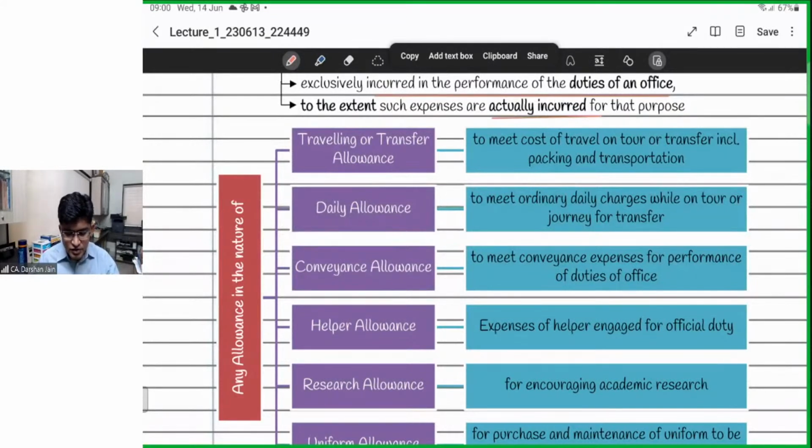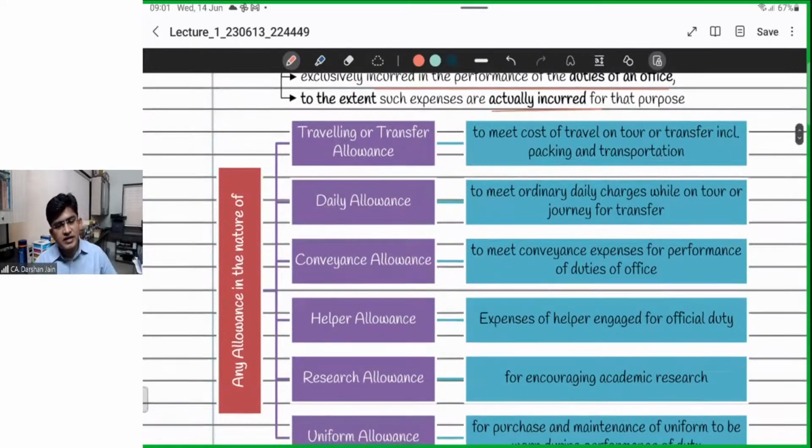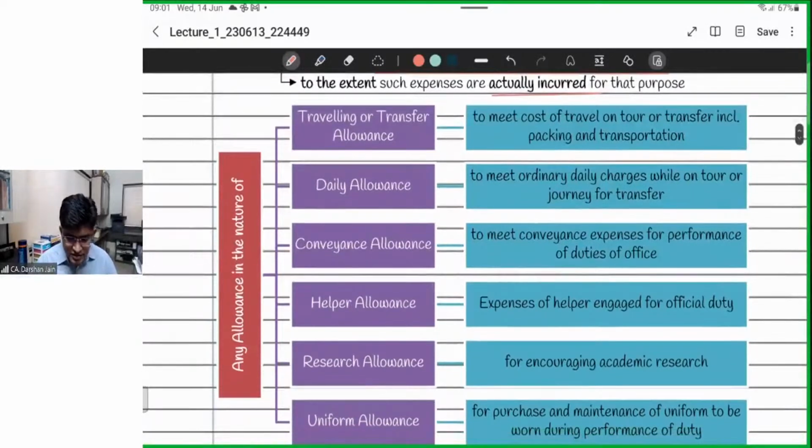Similarly, daily allowance to meet ordinary daily charges while on tour or journey. Most of the times you would see that sales personnel are on a tour always, away from their house. Now they require food to be taken outside their normal place of residence. They would require a hotel in some other place where they are touring. So these expenses are taken care of by the employer by way of a daily allowance. Usually in the northern part of the country, we call it bhatta, right? This amount is given as a daily charge to take care of the charges which are required ordinarily for an employee to stay at another place. So if at all you actually incur the expenditure out of the daily allowance, you are going to be exempted in respect of that allowance.